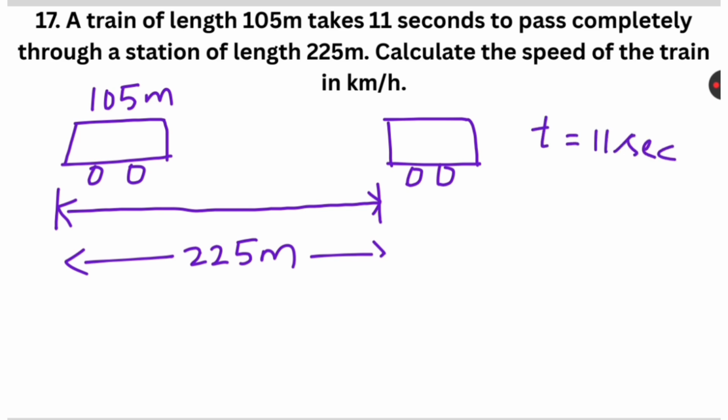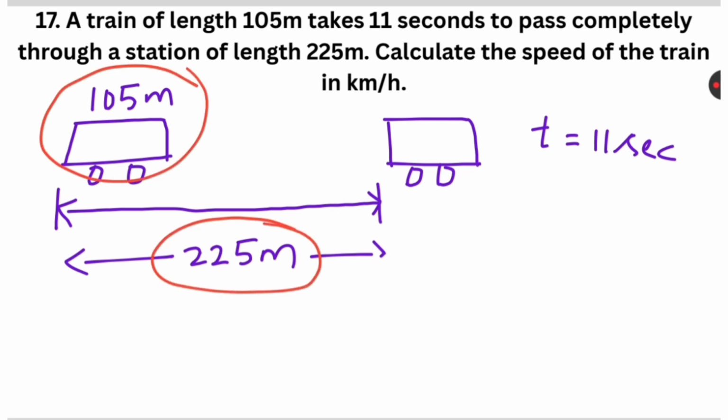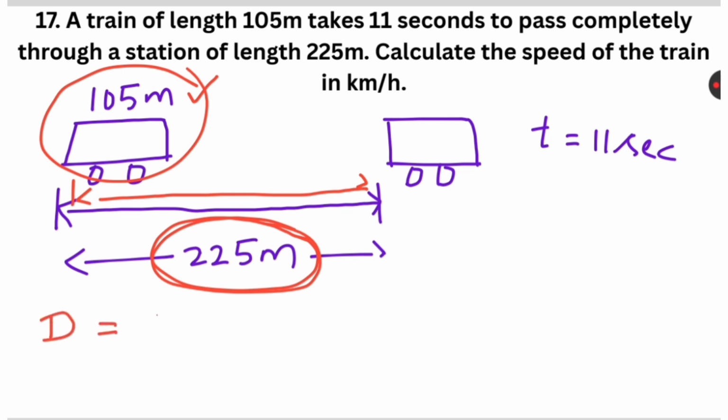Here, students often take only either station length or train length. They just take only one length and do their calculation, which is incorrect. Here the train length is 105 meters. If it starts here, it reaches up to here, so that means you have to take the station length also. That means for the distance, you have to take the train length plus station length.